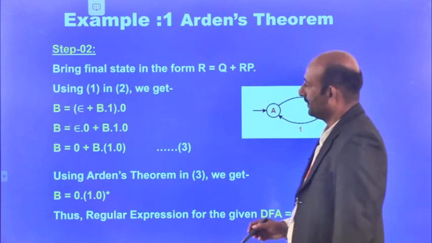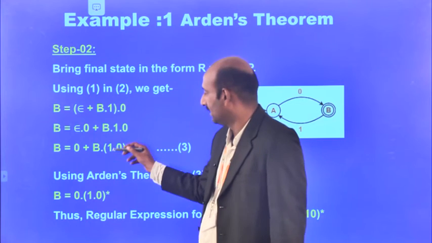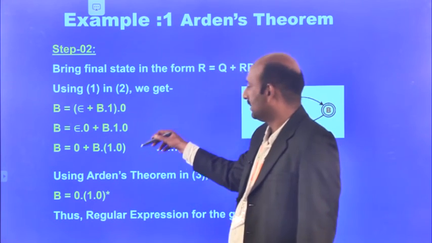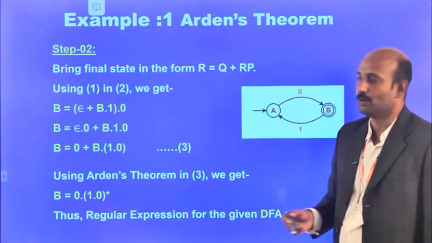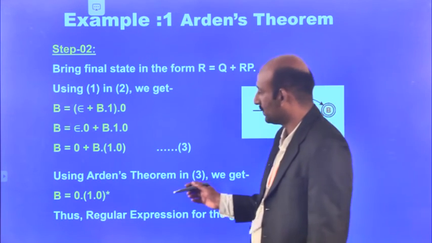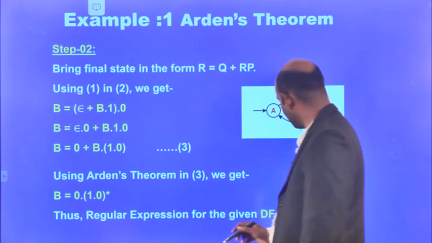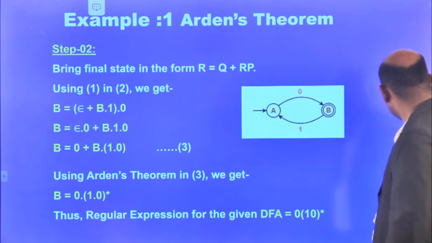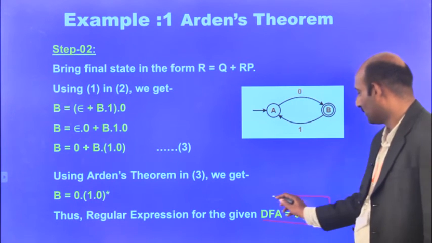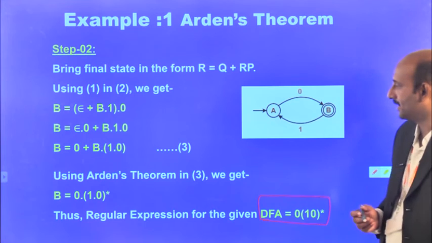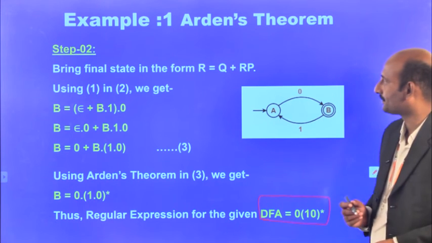We get 0 plus B1 dot 0. Again, if we substitute the B value repeatedly, we get 0 plus B dot 10 combinations or more. So we can write this as 0 1 dot 0 power star. So the regular expression of this DFA equals 0 1 0 power star. That is the answer for the given DFA.